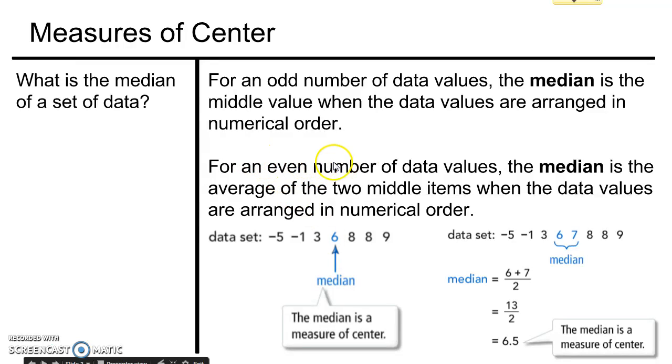When you have an even number of data values, after you've put them in order from least to greatest and you cross out, cross out, cross out, you get two numbers in the middle. What you do is you find the mean of those two numbers. So you add them together and divide by 2. So here we have 6 and we have 7 added together, divided by 2. That would be 6.5 as the median.